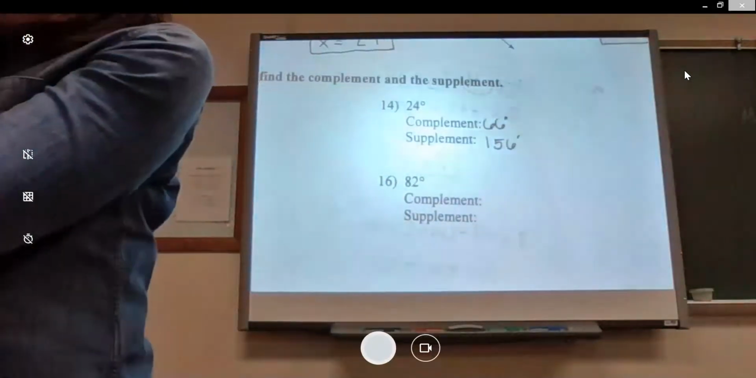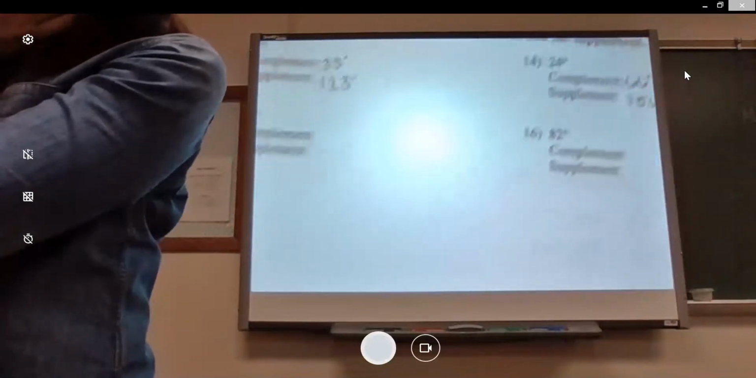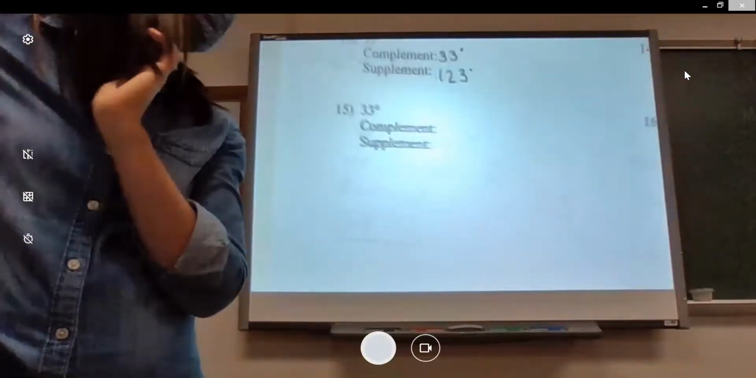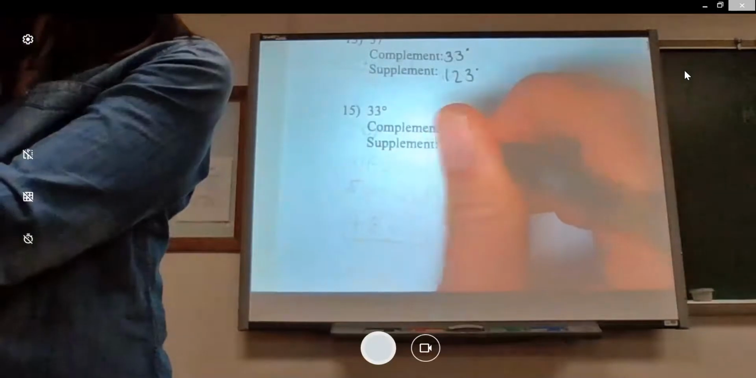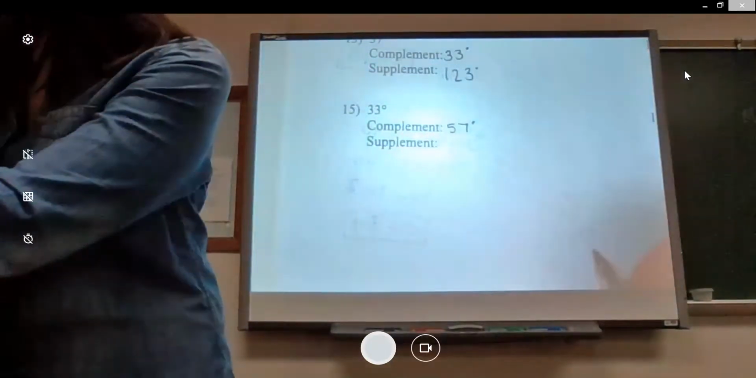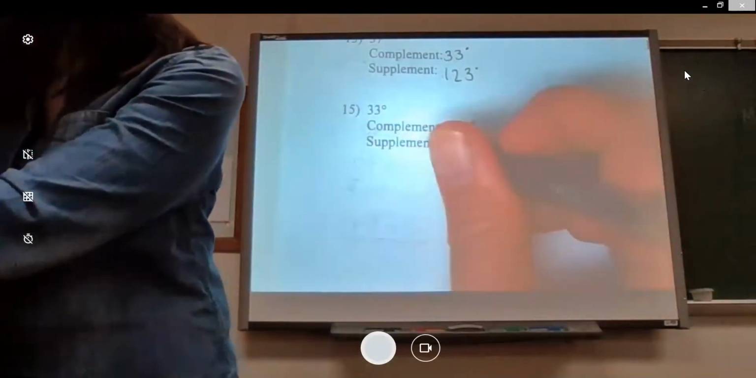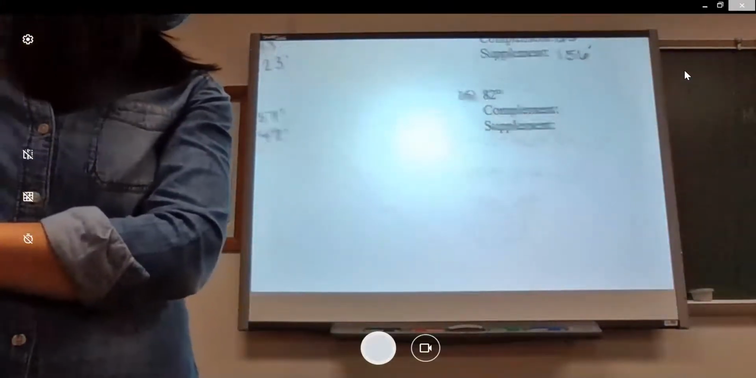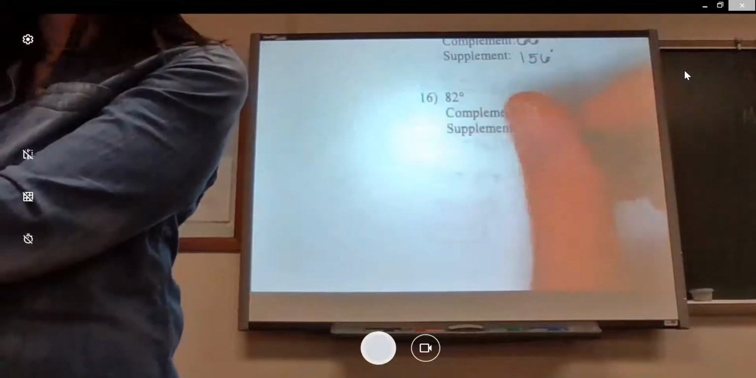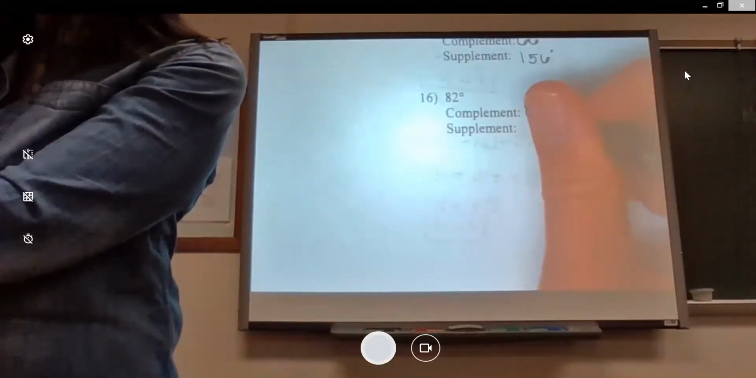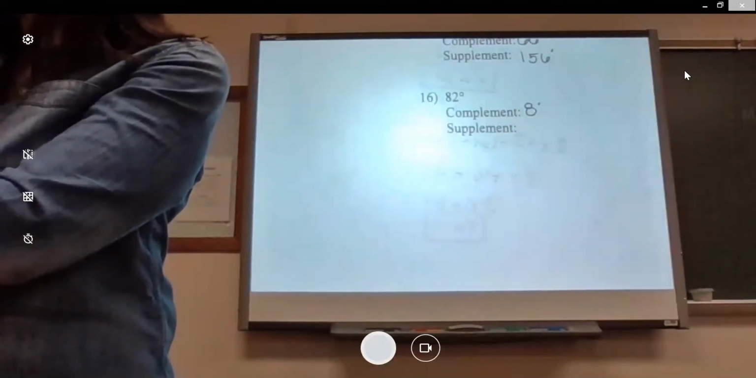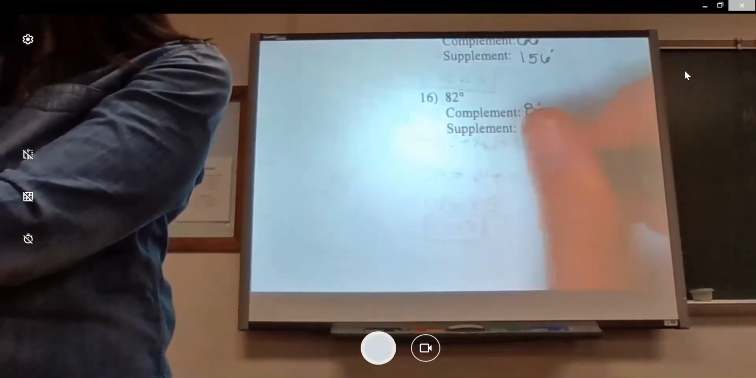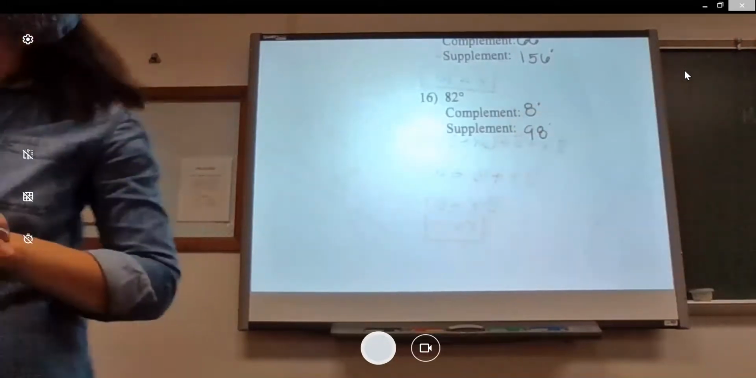Okay, get this idea? What about 33? What's the complement? 57. And what would the supplement be? 147. And if my angle is 82, the complement is 8. And my supplement would be 98. Okay.